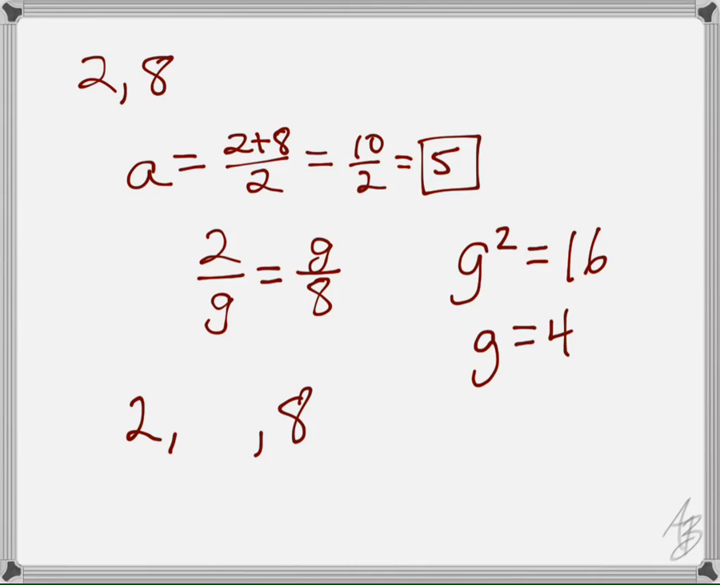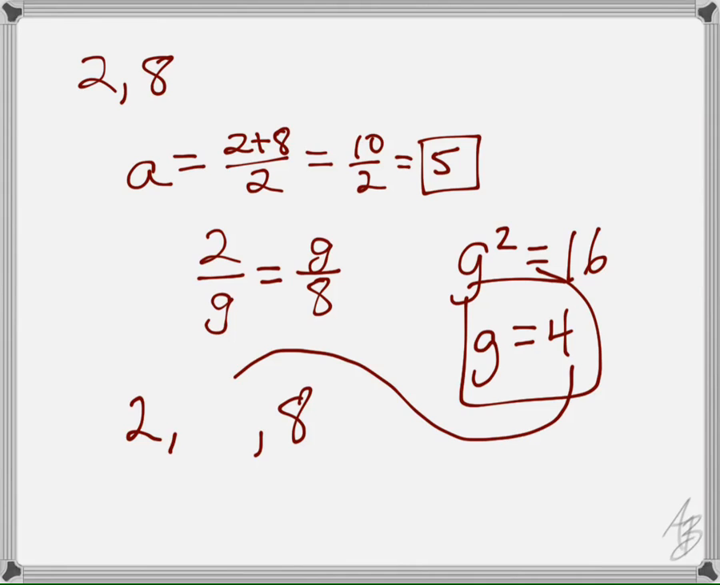Why does negative 4 not make sense here? William, say that again. It's not in between 2 and 8. So when we're finding a geometric mean, we're looking for a number between 2 and 8. So we get G equals 4 here, and that is the number that goes between 2 and 8 in our geometric sequence. 2 times what is 4? 2. And then 4 times 2 is 8, and so in this geometric sequence we're multiplying by 2 over and over again. Does that make sense?